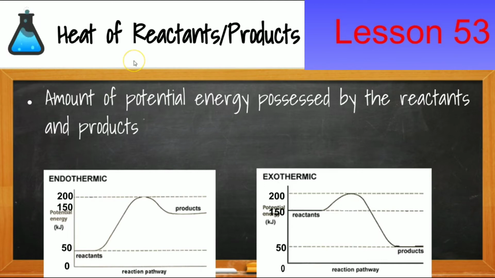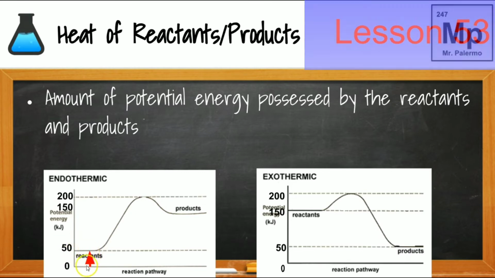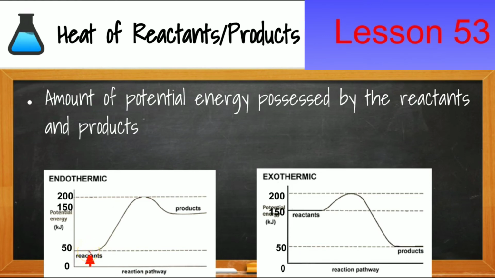Now let's label the amount of potential energy of the reactants and the products. Just like a chemical formula, the reactants are always on the left and the products are always on the right. So in our endothermic reaction, the reactants have a potential energy of 50, while the products have a potential energy of 150. So in this endothermic reaction, notice that the products have more energy than the reactants because heat was added to the reactants in order to form our products.